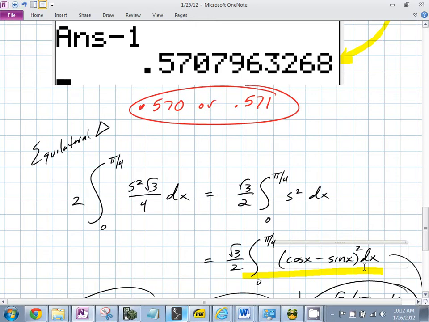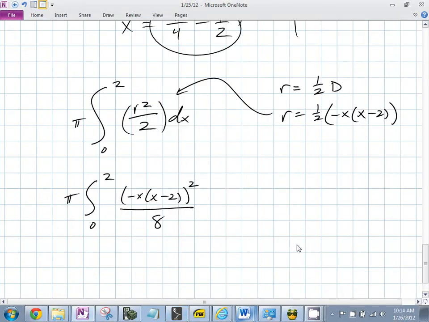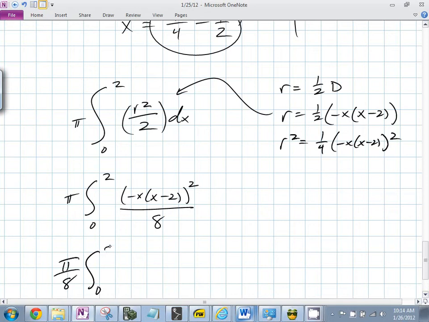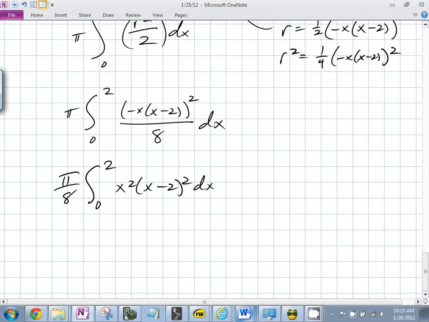We have a lot of smart people. Where did that come from right there? The 8. Yeah, when you square r squared, you end up with 1/4 times this thing squared. I'm just keeping it squared for now, and then I already had a 2 down there, so I made it 8. So you're evaluating pi over 8, the integral from 0 to 2 of x squared times x minus 2 squared dx. That's what you're integrating right there. Now, could you multiply that out? Sure. That's how you would do it by hand. Could you do this on your calculator? Sure. If this was a question on the calculator part of the exam, should you do this by hand? No.